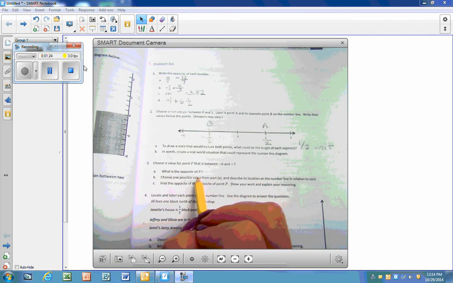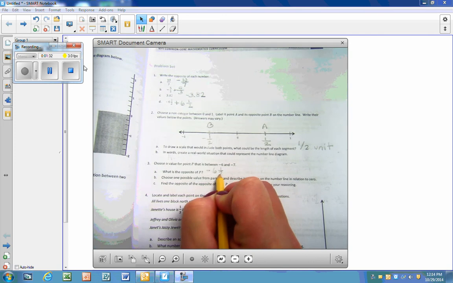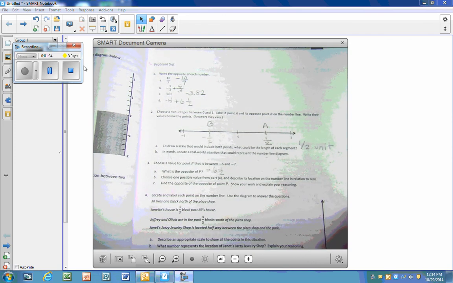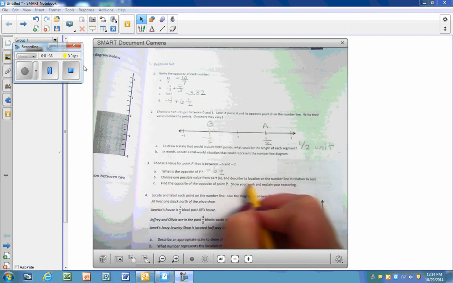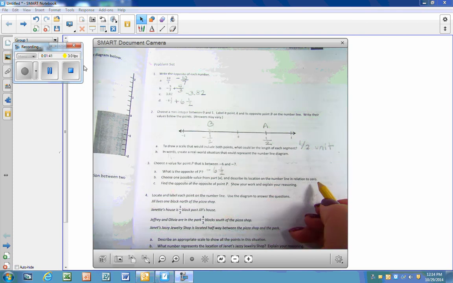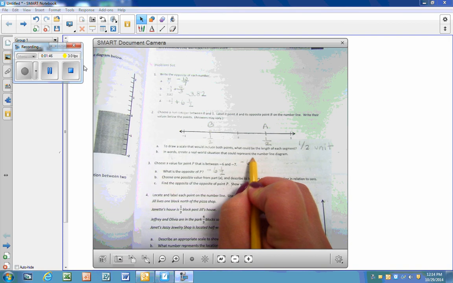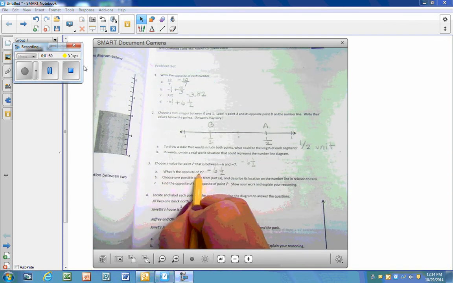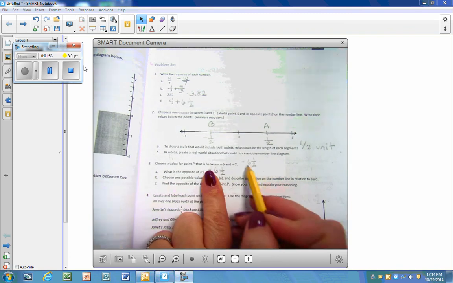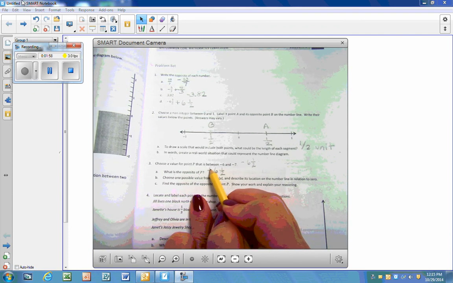Number 3, choose a value for point P that is between -6 and -7. So I'm going to pick negative 6.5. That would be between -6 and -7. So question B says choose one possible value from part A and describe its location on the number line and its relation to 0. Okay, so actually here this would be -6.5. Let's go back. That would be the number that I chose. Question A is what is the opposite of P? So if I picked -6.5 to be between -6 and -7, the opposite would actually be a positive 6.5.